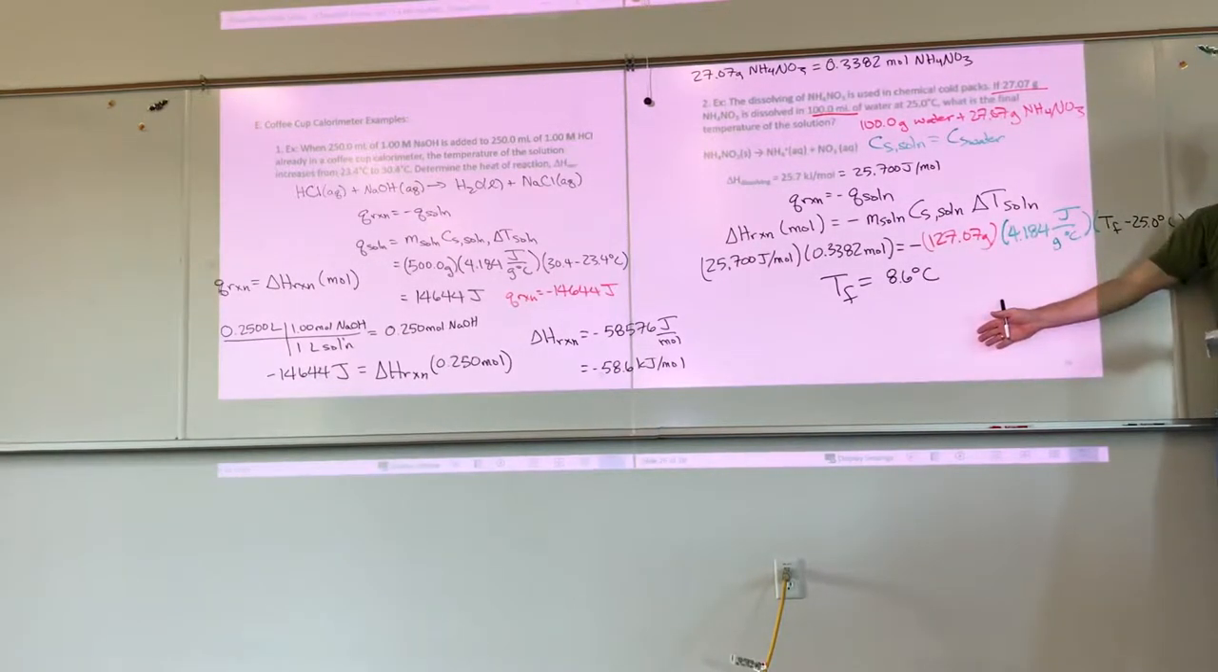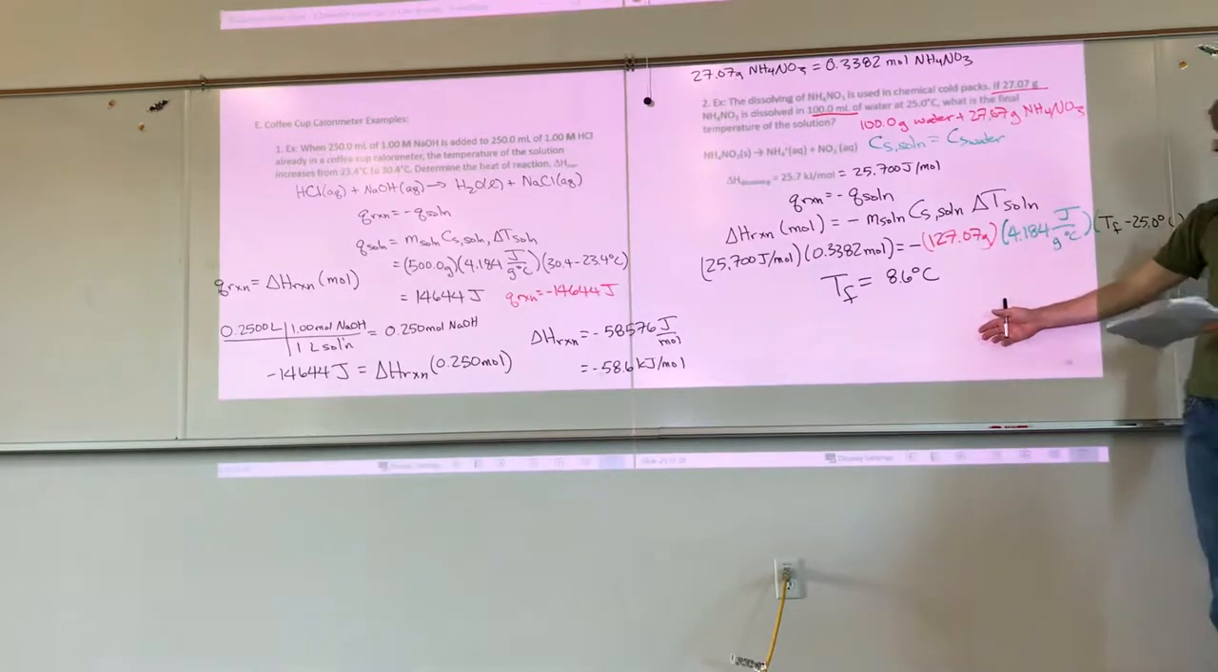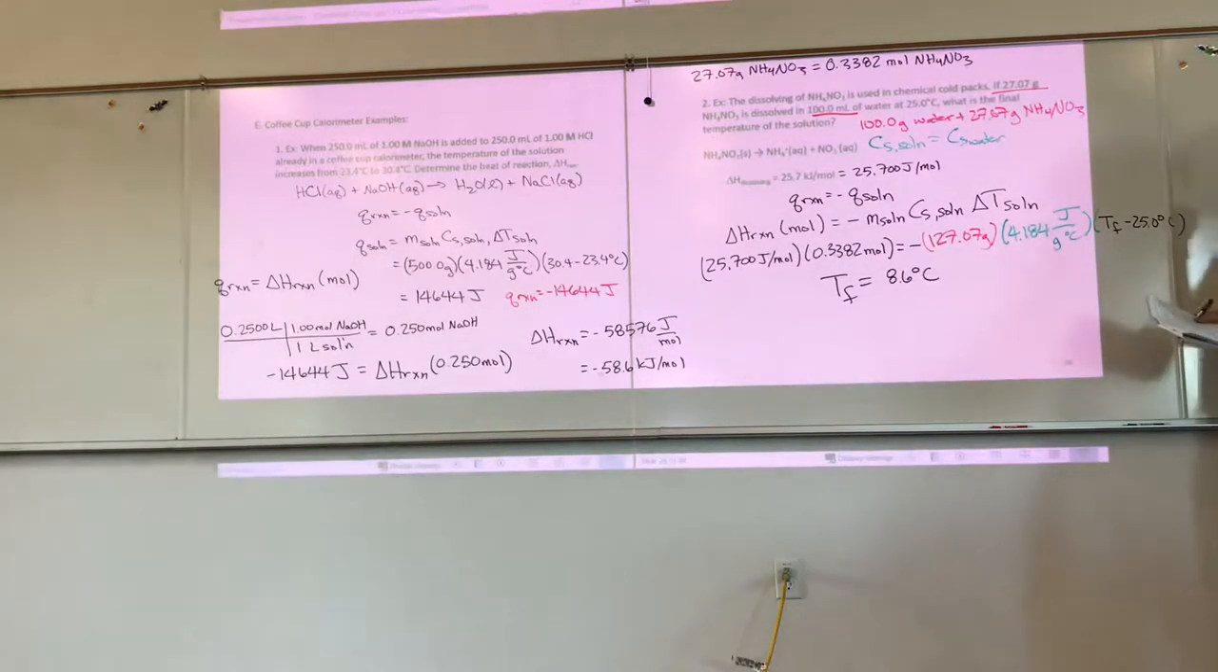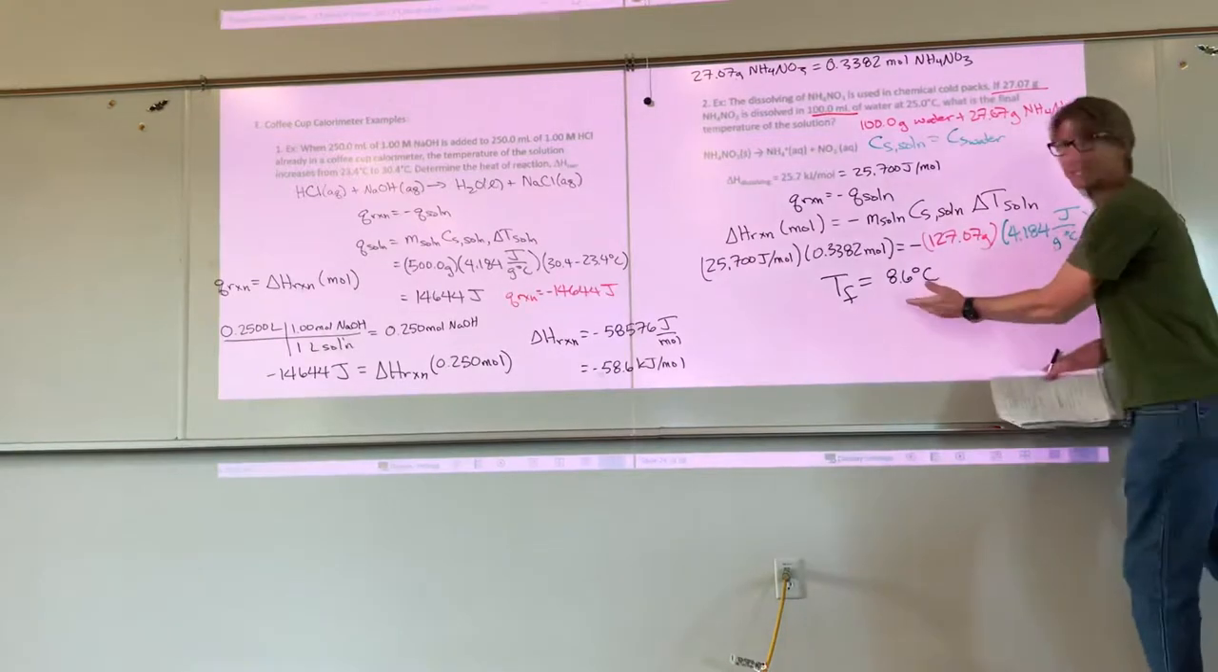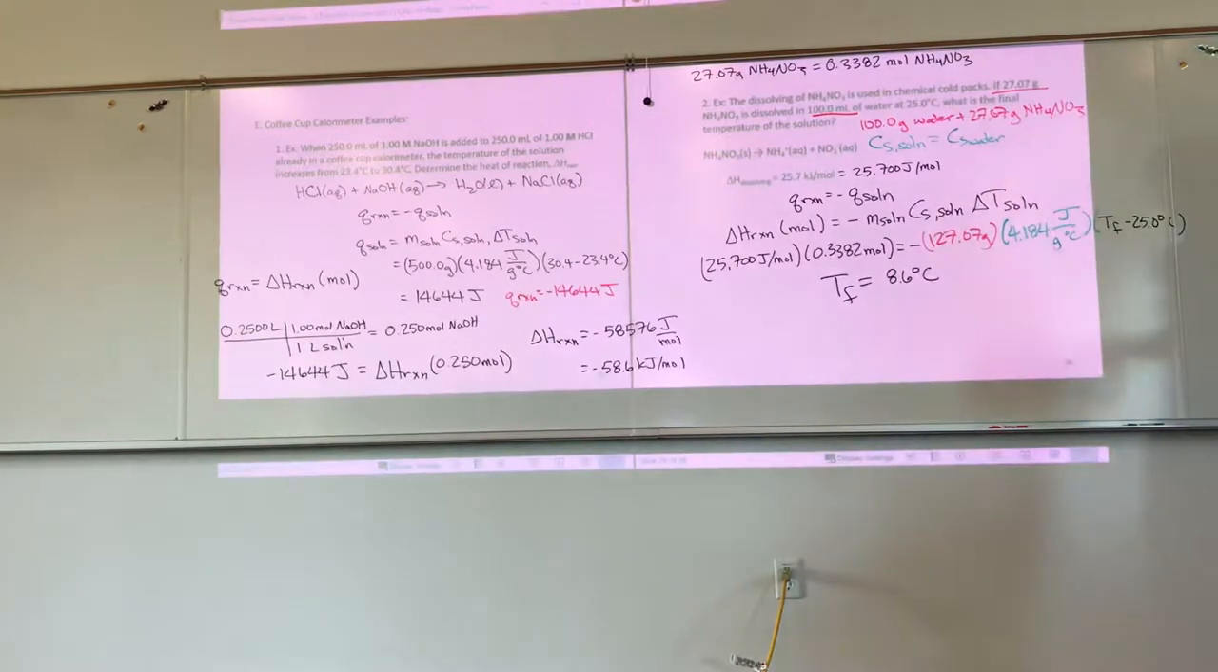Why is it two sig figs? Good question. See here, this temperature change will only go to the tenths place because of the way the problem is set up. If you gave me three sig figs, always fine. It would have to go to the hundredths place then, but temperatures don't usually go to the hundredths place. Any other questions? All right.